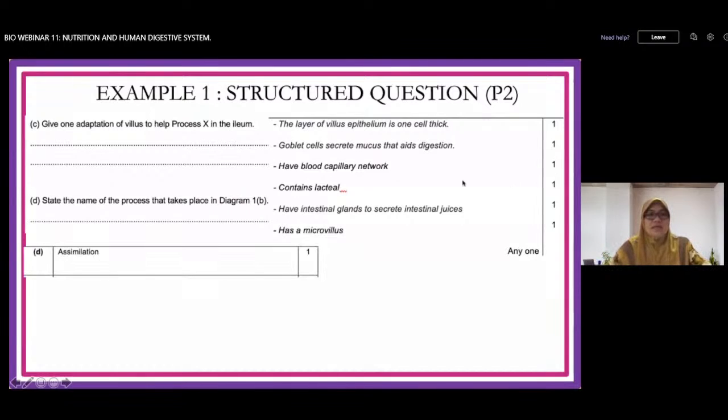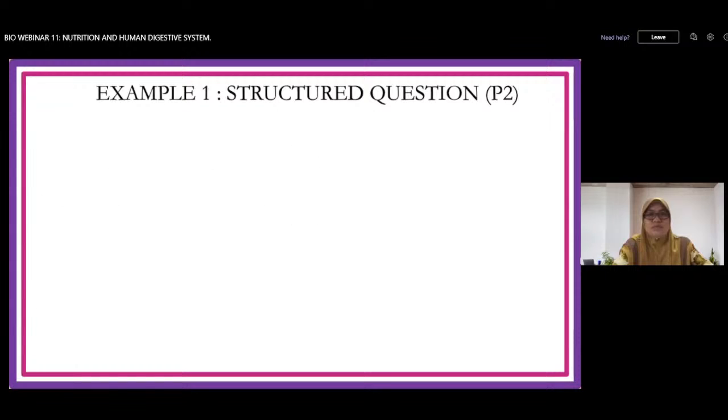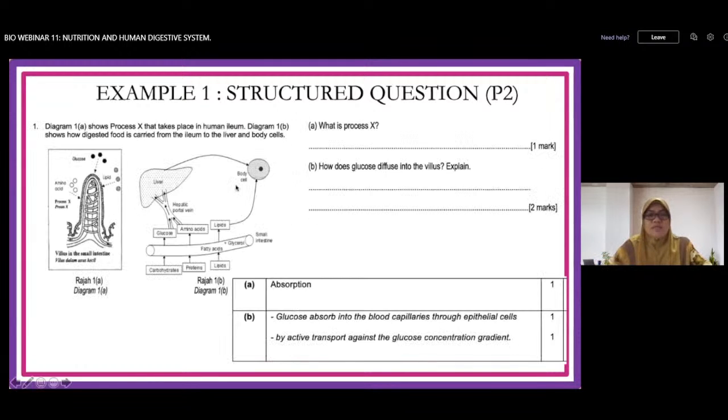Okay, next question. State the name of the process that takes place in diagram 1B. What is the name of this process? This is the process of assimilation.